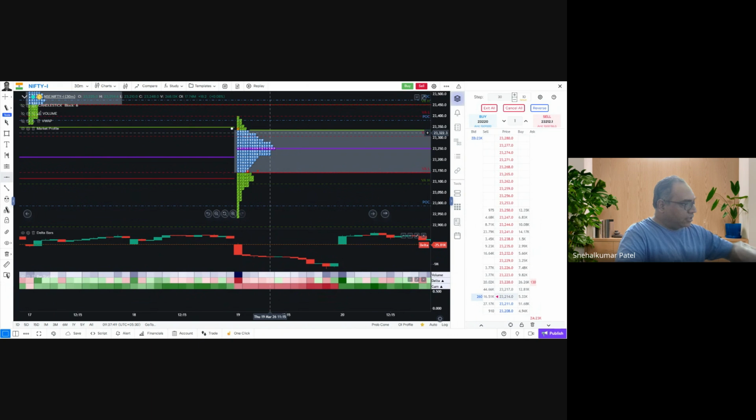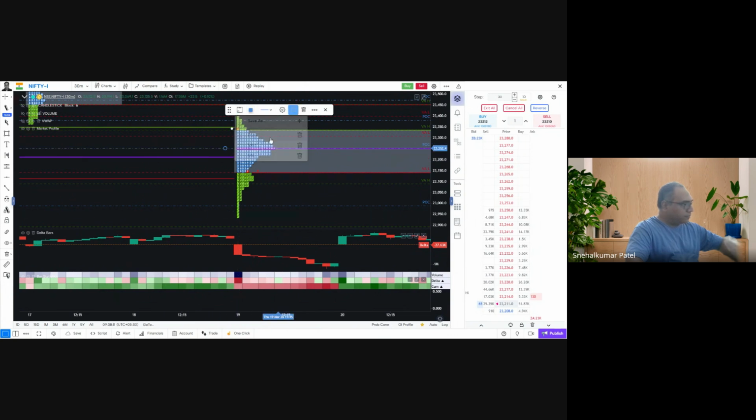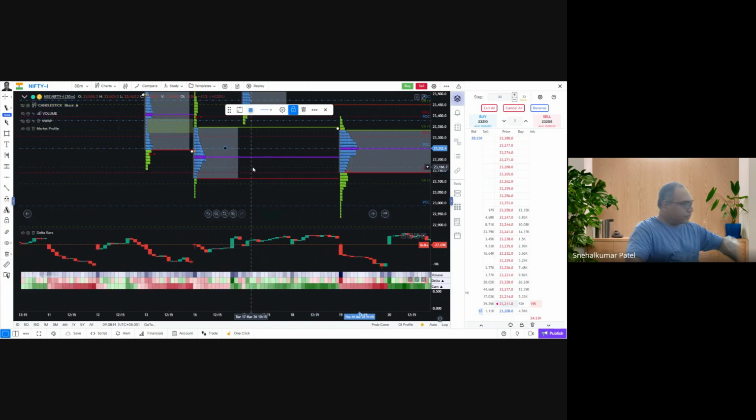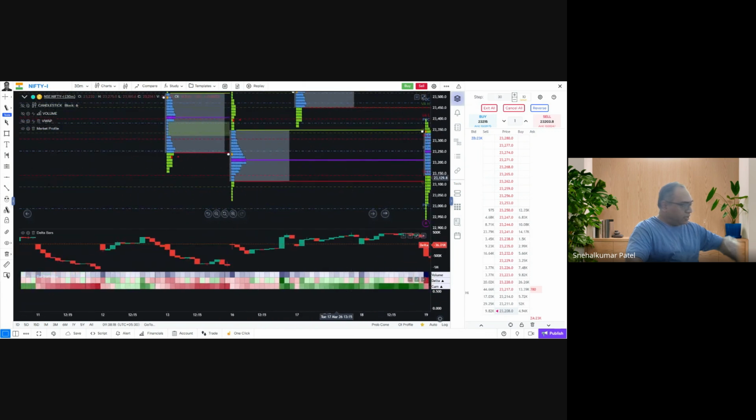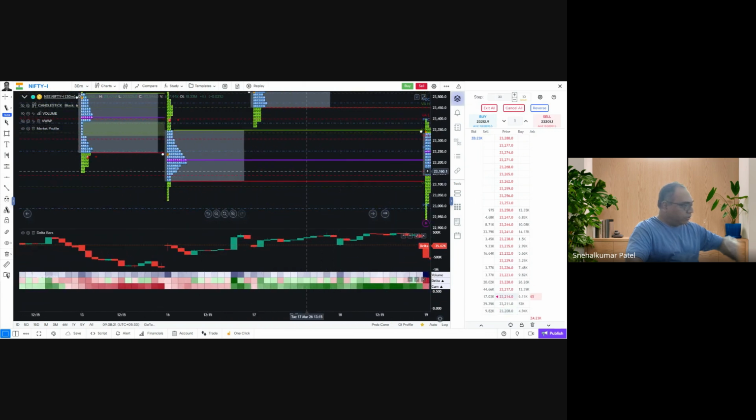I think this is the level which is, I think the value area high is kind of overlapping with the value area low. So let me see this one, and value area high and POC. POC is this. We can see the next profile also is there.